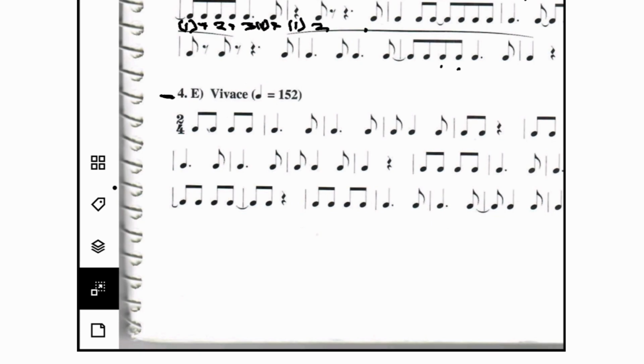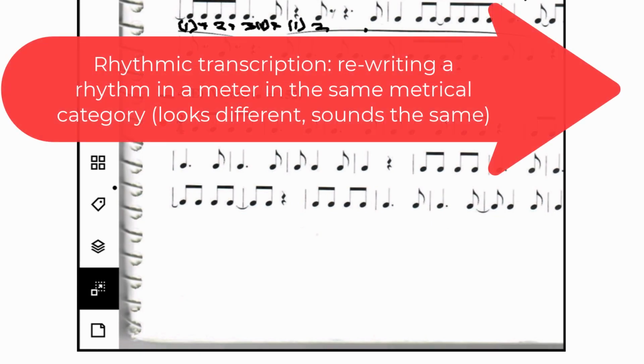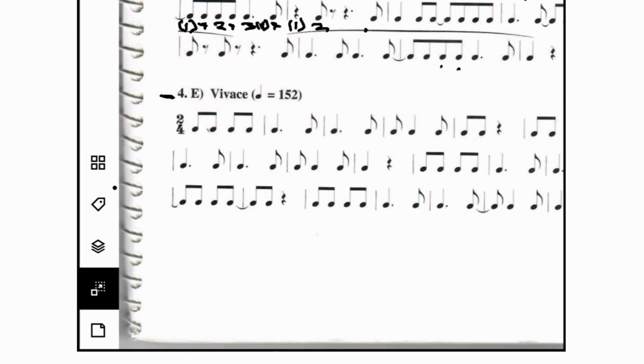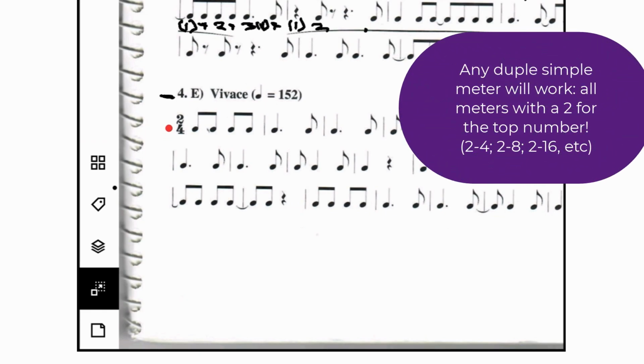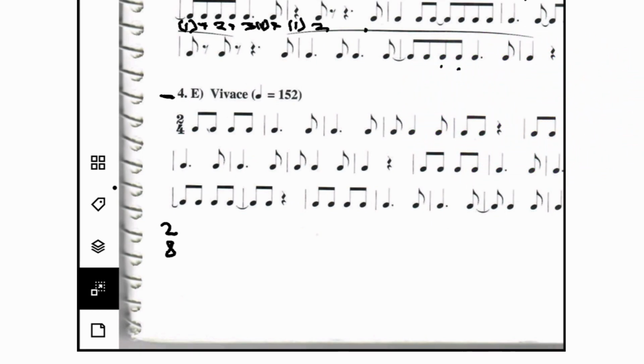Let's do some rhythmic transcription. So I can pick any other duple simple meter and rewrite the rhythm. It will look different with different note values, but it will sound the same. Watch this. So another duple simple meter would be something like 2/8. I'm going to just use the first line of 4E so I can get a couple different examples on here.